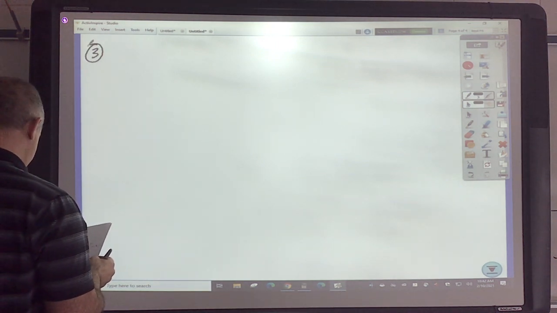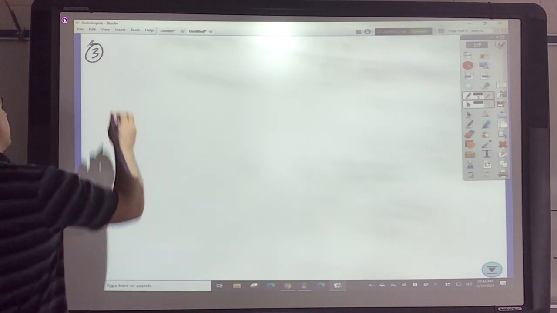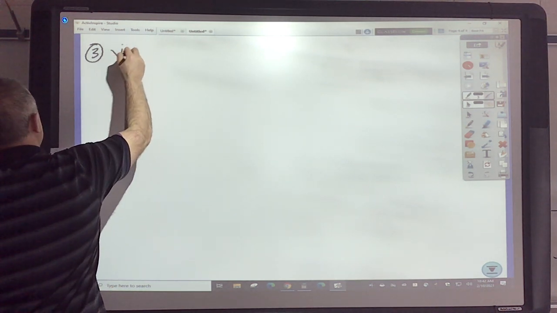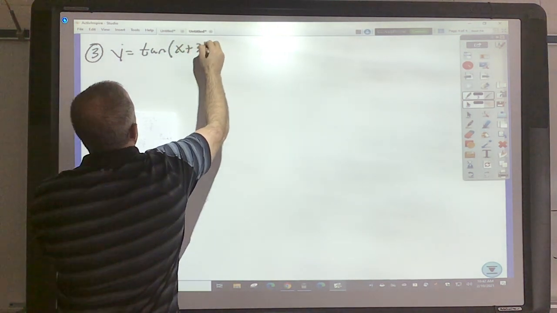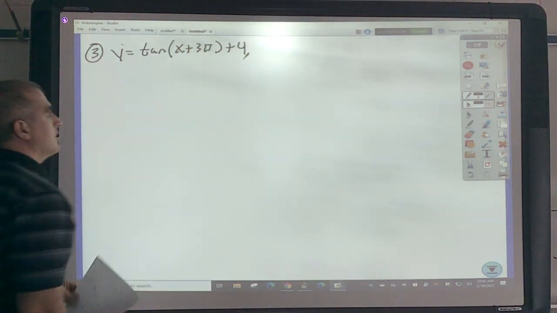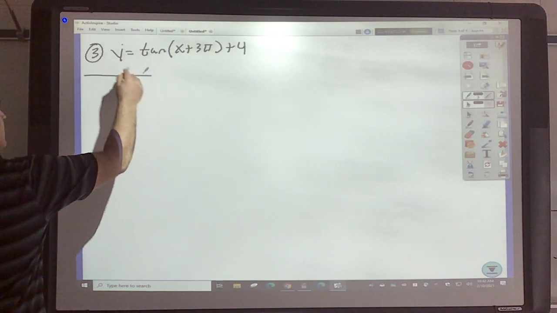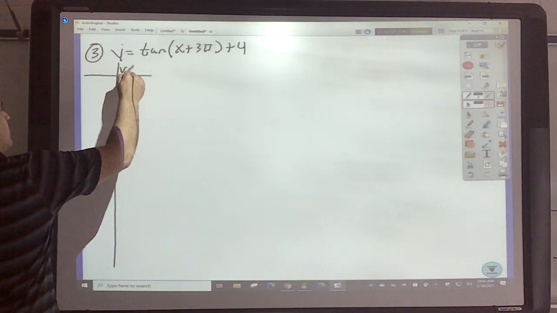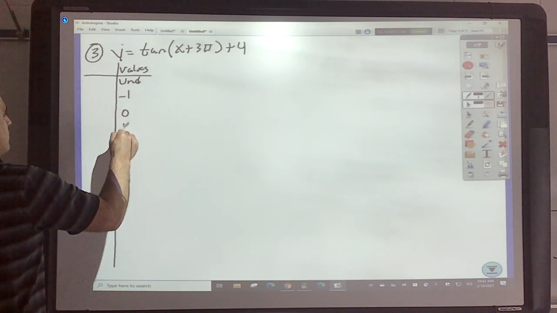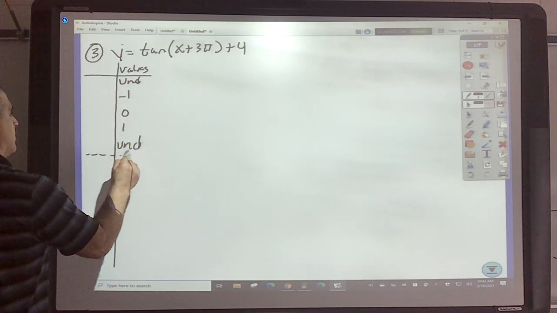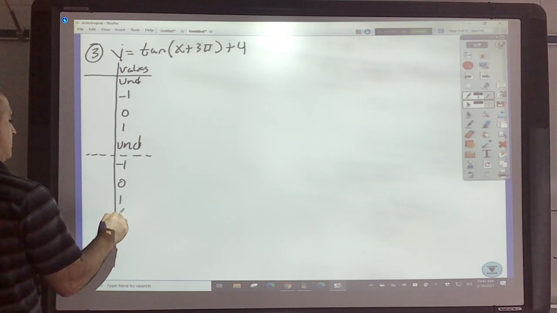All right, let's do another one. Let's do a tangent one now. Tangent of x plus 3 pi, plus 4, okay? So let's start with our angles and values. Let's start with the values. So that's going to be undefined, negative 1, 0, 1, undefined.